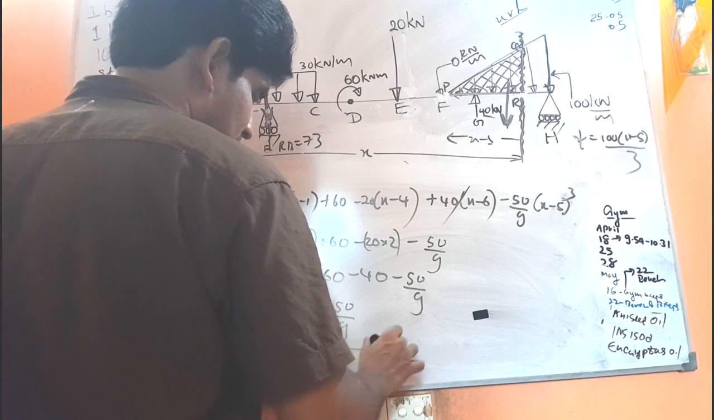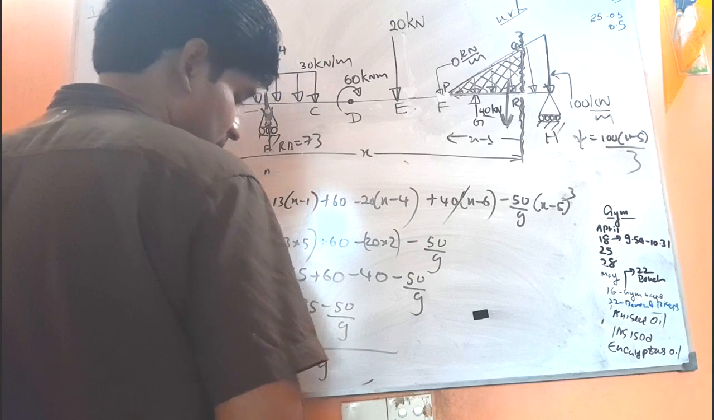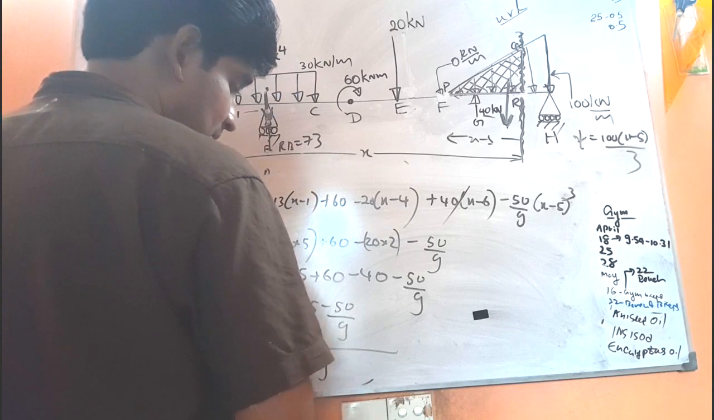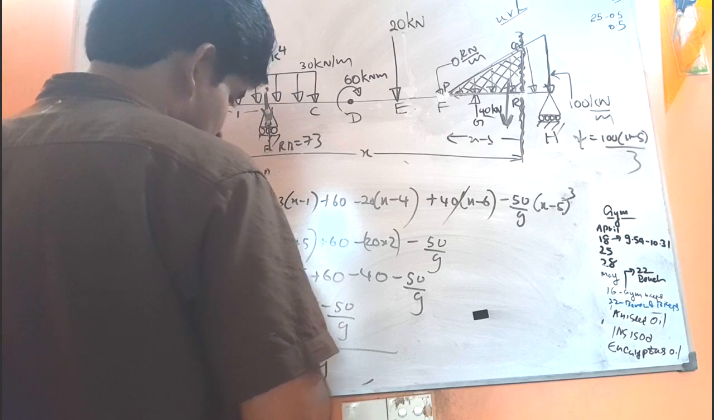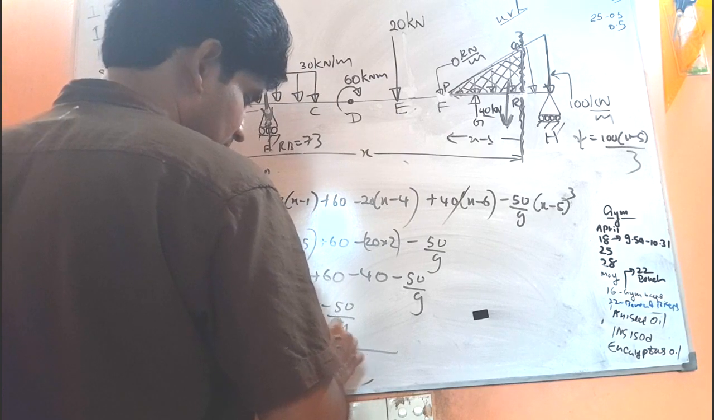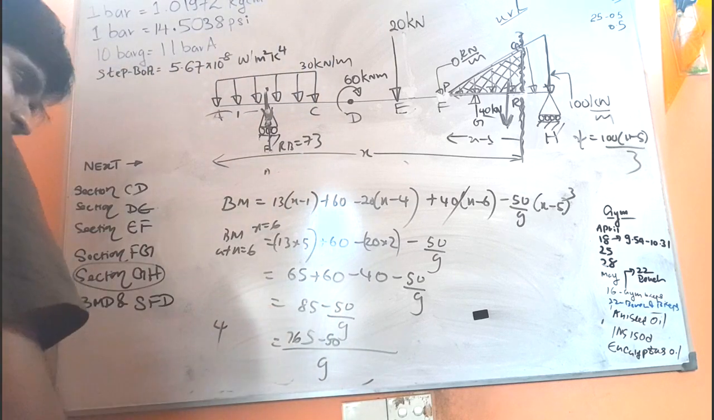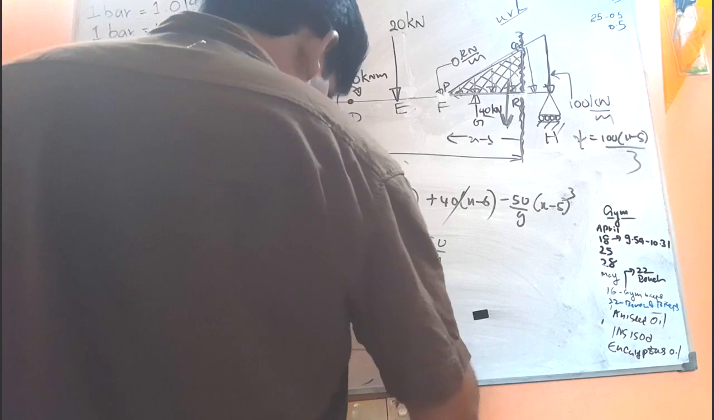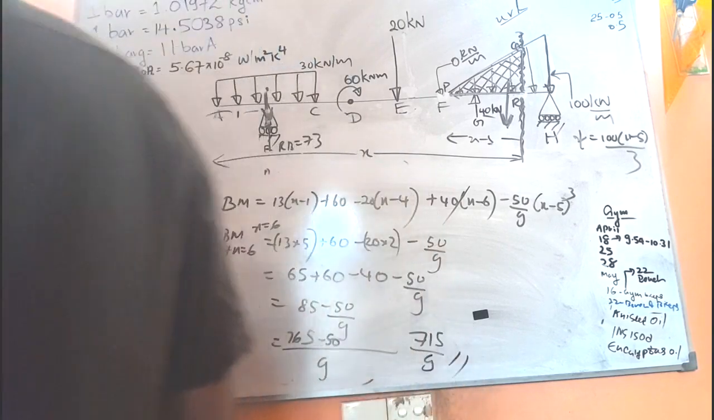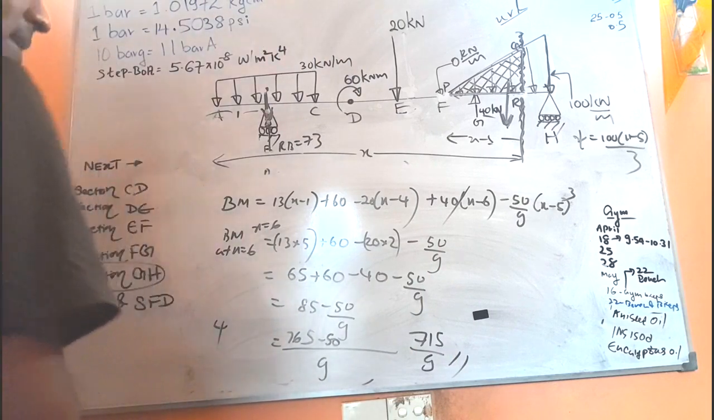So LCM 9 into 5, 45. Balance is 4. 8 into 9, 72. 72 for 76 minus 50. 765 minus 50 divided by 9 will be 715 divided by 9. Bending moment at x equals 6, right?